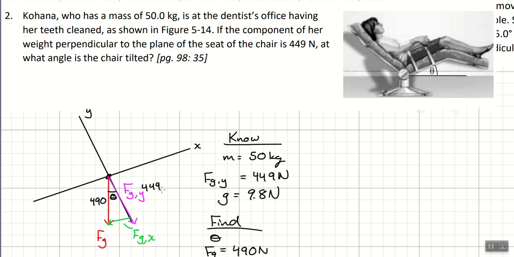Wait a second. What sides of the triangle do we have here? We have adjacent and hypotenuse? Well, gosh, what trig function could that possibly be? So I know that the cosine of theta is adjacent over hypotenuse. Am I plugging in numbers or am I using variables? Okay, I'll do variables first. Adjacent is FGY, and hypotenuse is FG. If I want to find FGY, I just multiply both sides by FG, right?